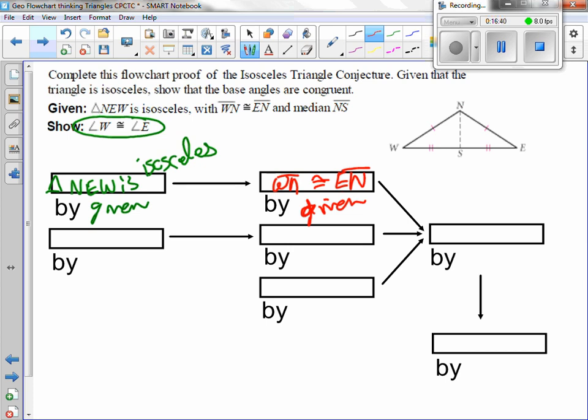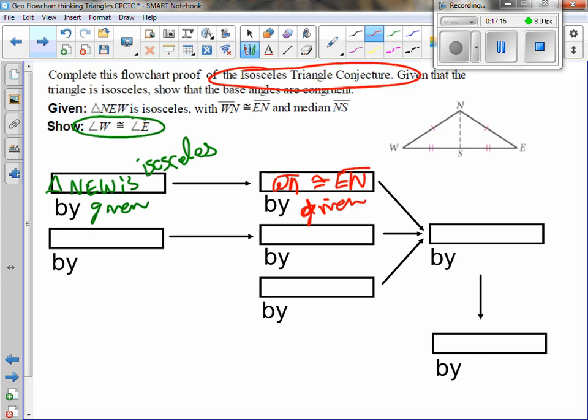Now, what do we know about isosceles triangles? The angles opposite the congruent sides are what? Congruent, yes? That was our isosceles triangle conjecture. The isosceles triangle conjecture told us that if it's an isosceles triangle, the angles opposite the congruent sides are congruent, yes? That's what we're wanting to prove, so we can't just come out and say that yet. So we have this here.